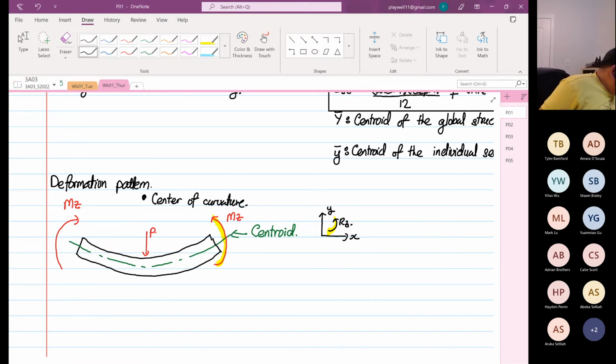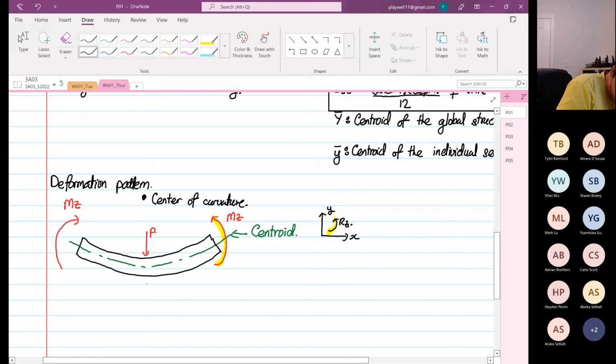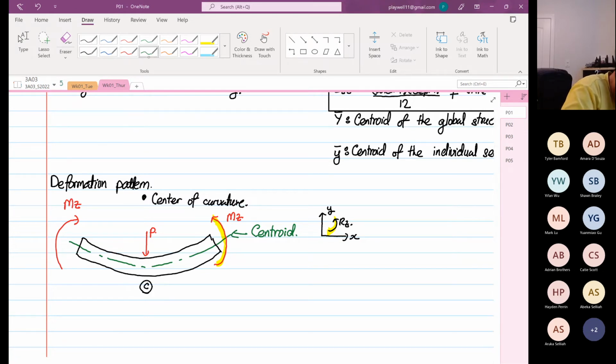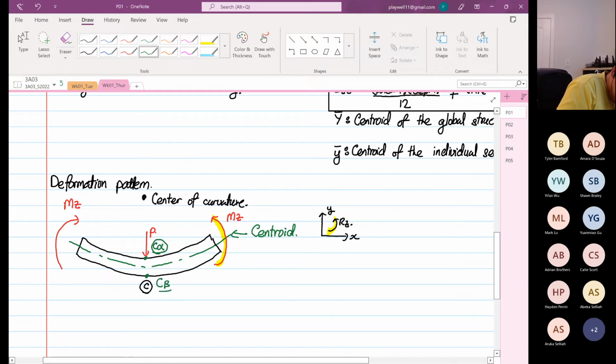Now with this, I'm going to call out 2 points. We have our point C over here. I'm going to label 2 points: the point up here is my point C alpha, and the one below is my point C beta.